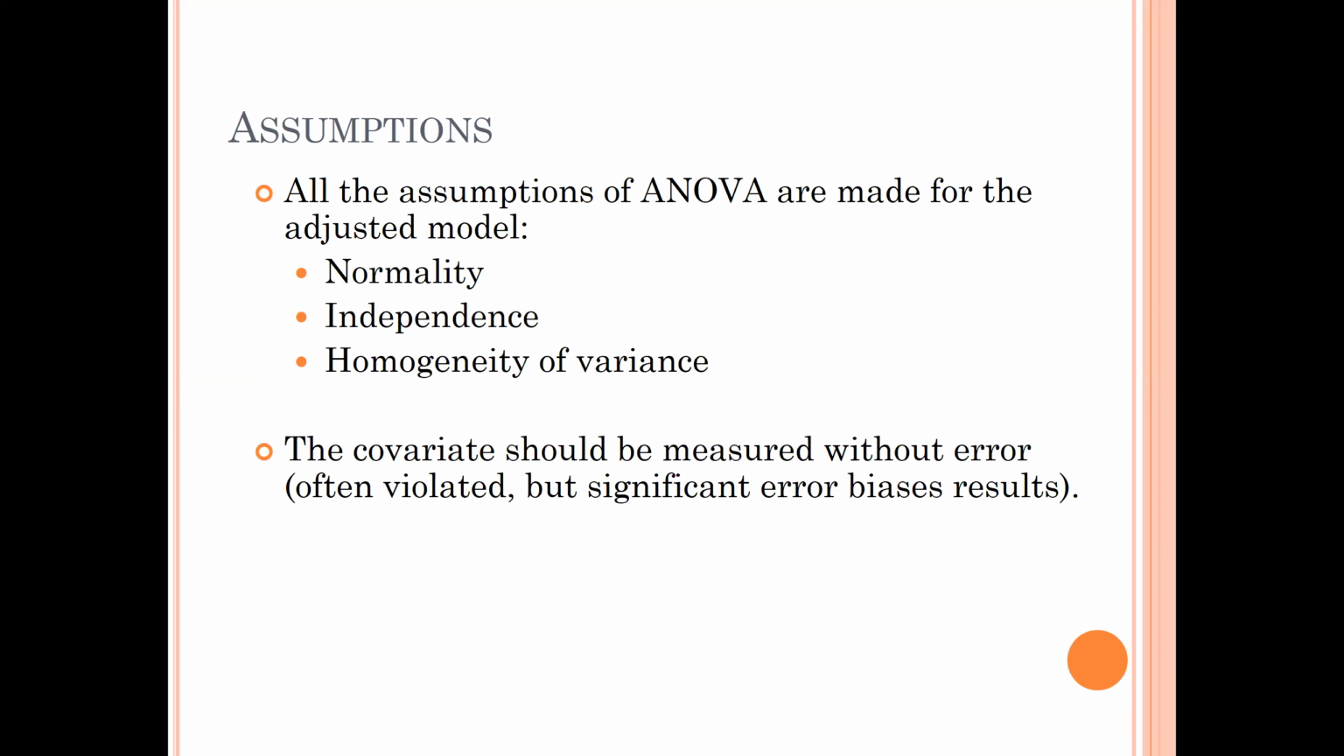All the assumptions of ANOVA are also made for the ANCOVA model, adjusted for the covariate: normality, independence, and homogeneity of variance. Also, the covariates should be measured without error. We rarely measure anything without error in the social sciences, but it is a problem to have a covariate measured with error, particularly the larger the random error, the bigger the problem. And bias in the covariate is a considerable problem.